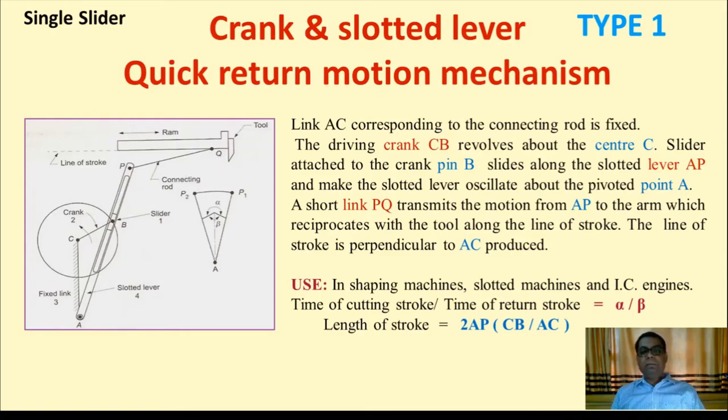The ratio of the angle alpha divided by beta is very important, and the length of the stroke we can find out as follows: the length of the stroke equals 2 into AP, that is the length of the lever, multiplied by CB by AC. CB is nothing but the crank and AC is nothing but the length of the fixed link, which you can see over here.